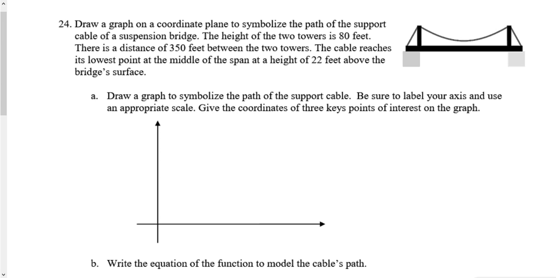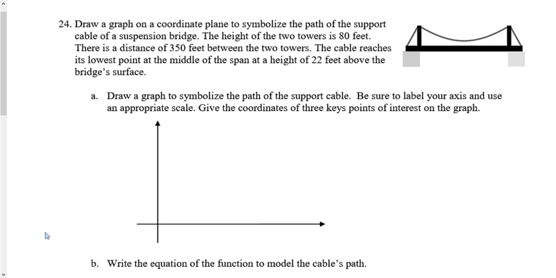Okay, so here we have the pre-governors portion of the sample test for Algebra 2 for Unit 1. All right, for question number 24, they want us to draw a graph on a coordinate plane, and they've given us one down here in A, to symbolize the path of the support cable of a suspension bridge.